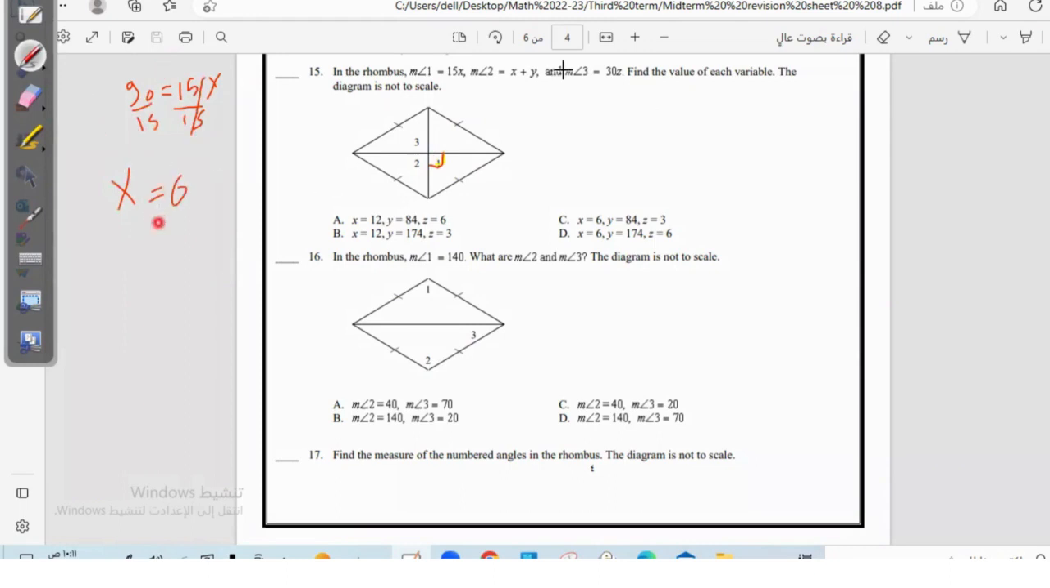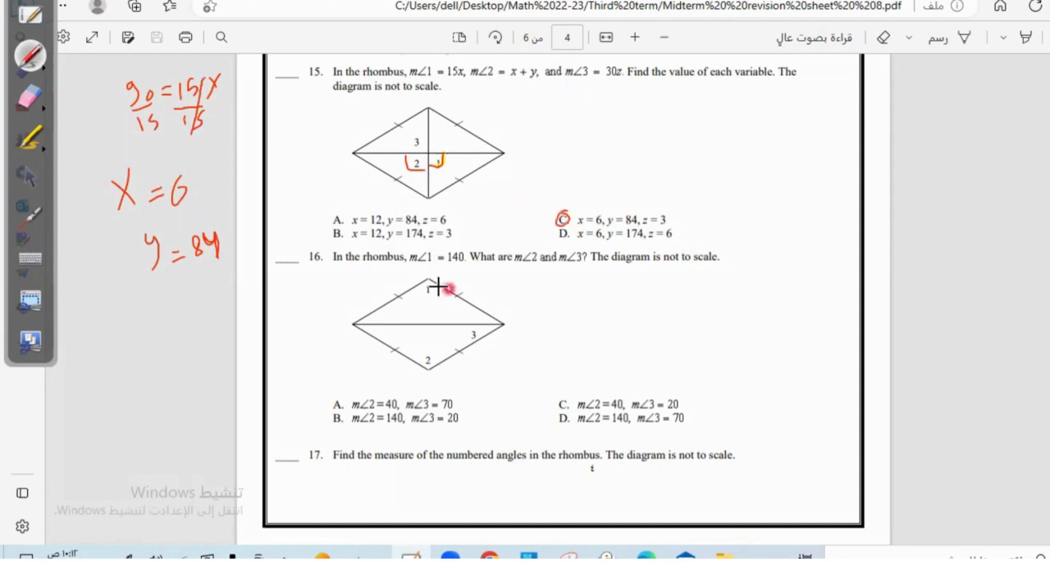Now, what about angle 2? Angle 2 also equals 90. So 90 equals 6 plus y. Move 6 to the other side, so y is going to be 84. What about z? 90 equals 30z, divide by 30 on each side, so z is going to be 3. So which one? C.